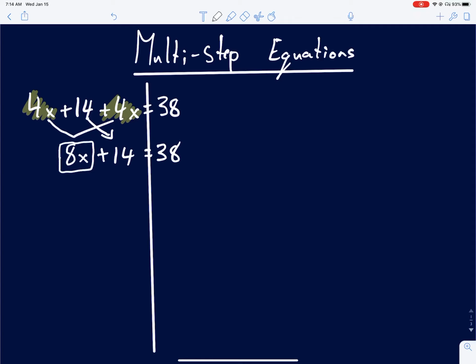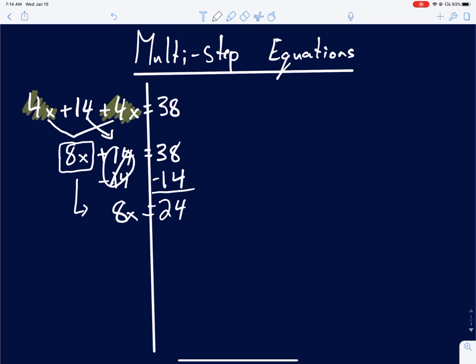So in order to do that, we need to subtract 14. And what we do to one side, we have to do to the other. So 14 minus 14 is 0, and 38 minus 14 is 24. We are left with just 8x on this left side.